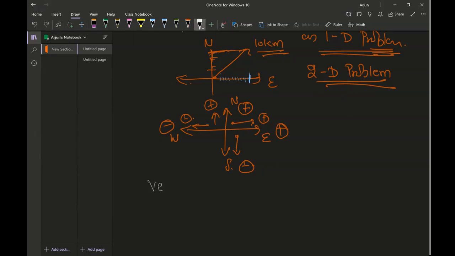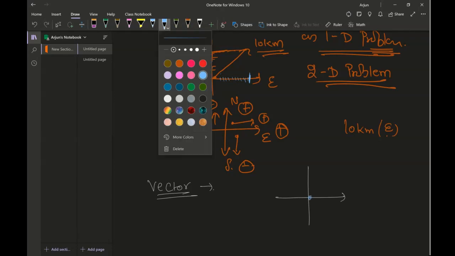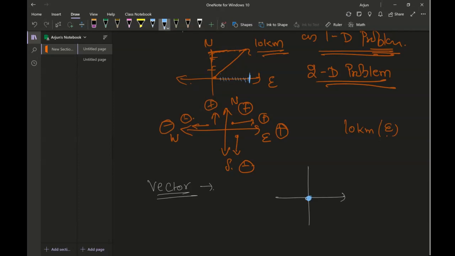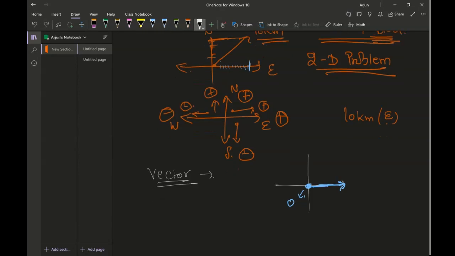Now, because we are dealing with vector quantities, we will try to understand some properties of vectors. One of the properties of a vector which is really important to understand is how we can draw a vector. If I say 10 kilometers in the east direction, one way of representing 10 kilometers east is that you start at the origin point, this becomes the origin point, and then you draw the arrow in the east direction. This is one way of representing the vector.